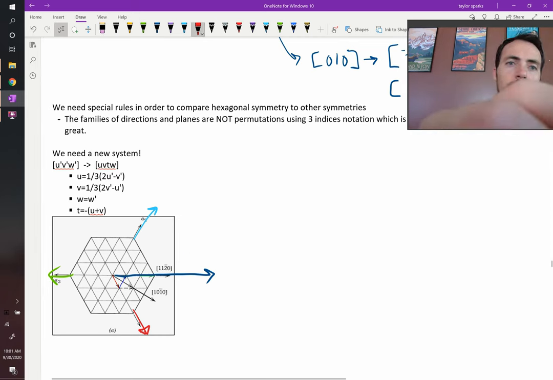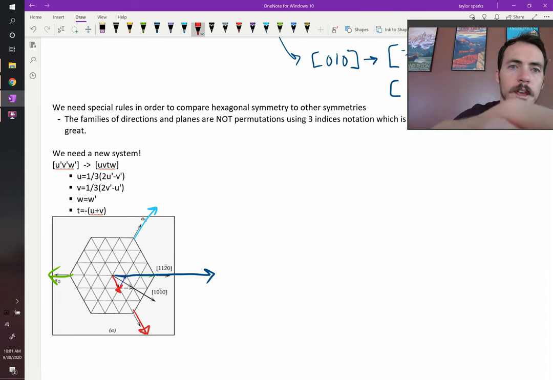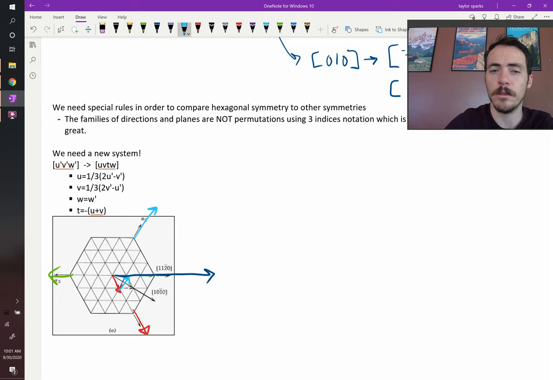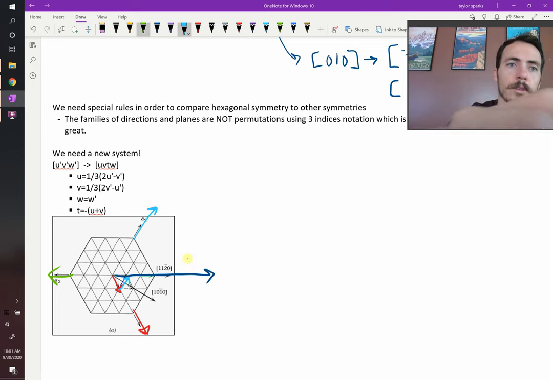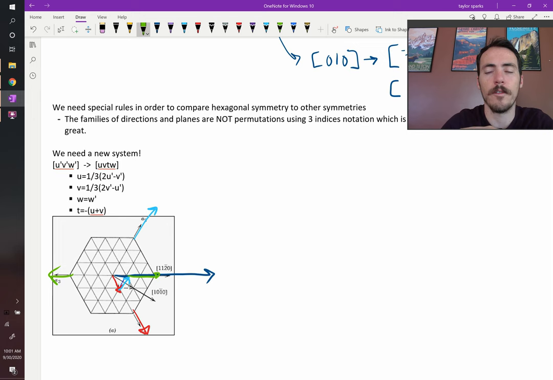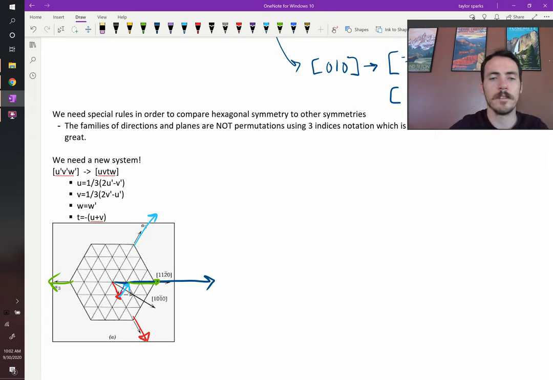How do we know that? Well, it travels 1 in the positive A1 direction. It travels 1 in the positive A2 direction. And it travels 2 in the negative A3 direction. Therefore, it's 1, 1, 2 bar 0, right? It went positive, positive, negative, negative, right? So this is a pretty slick system.